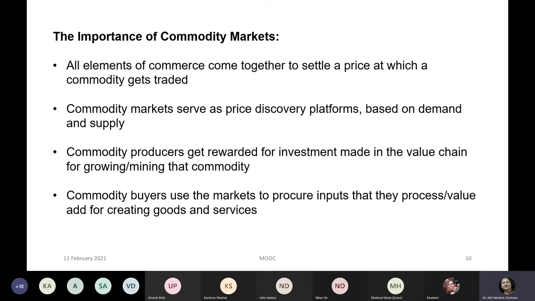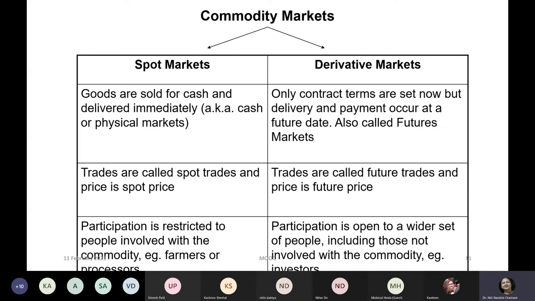So a farmer will come to the commodity market to sell the wheat that he grows. A Shakti Bhog will come to the market to buy the wheat that they need to buy. So that's the importance of commodity markets. It's not necessary that the farmer will come himself and Shakti Bhog will come themselves. They can be coming there through their brokers, or there can be many, many links in the chain between the farmer and the processor before the commodity changes hands.